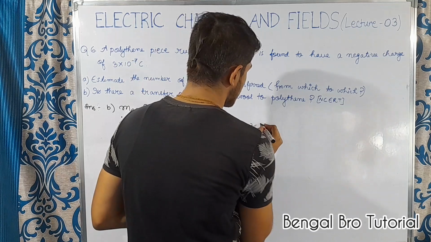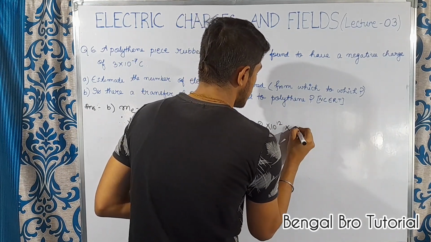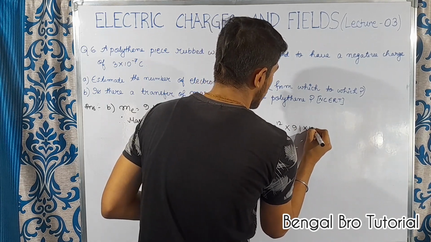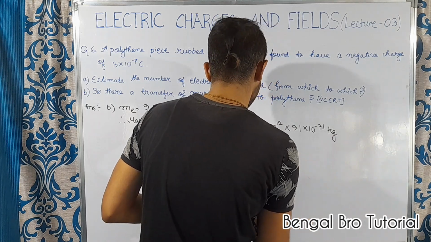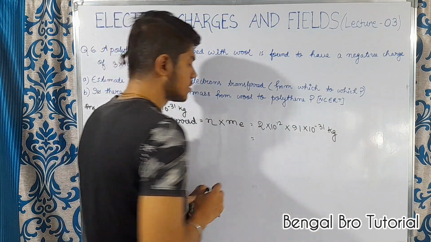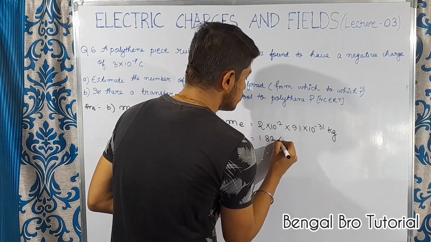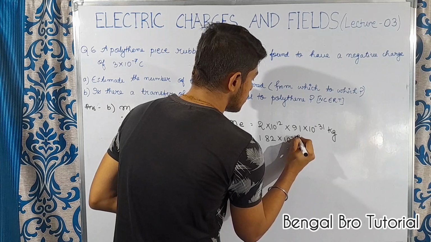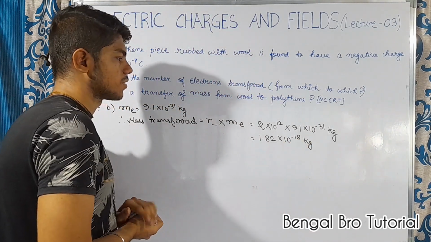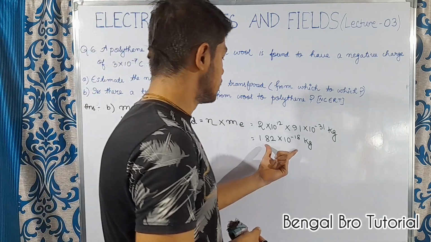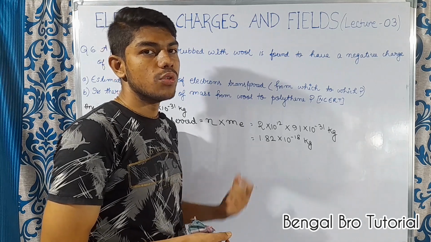Now, number of electrons transferred is equal to 2 into 10 to the power 12, and mass of one electron is equal to 9.1 into 10 to the power minus 31 kg. Now, if you solve this, you will get 1.82 into 10 to the power minus 18 kg. Which means that this much amount of mass has been transferred from wool to polythene.